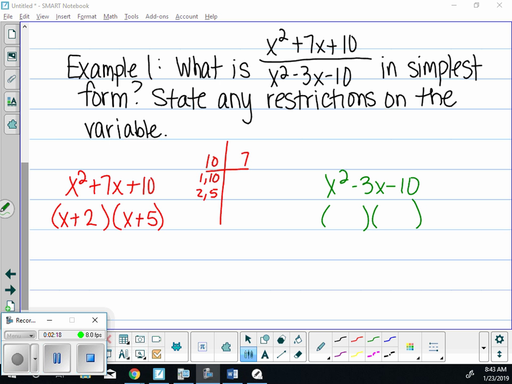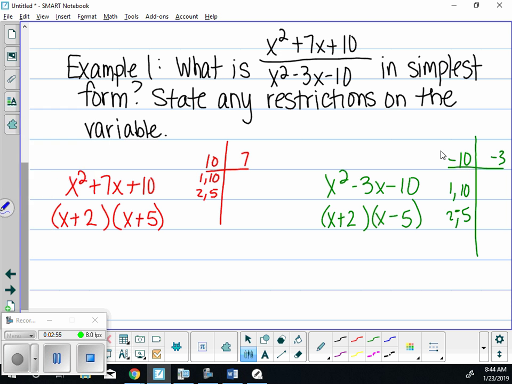Factoring x squared minus 3x minus 10, we're looking for two numbers that multiply to negative 10, so they're going to be opposites, and add to negative 3. So we still have 1 and 10, 2 and 5, and one of them has to be negative. 2 and 5 are the ones that are going to have a difference of 3. But in order for it to be a negative 3, we want the 5 to be the negative one. So we would have x plus 2 and x minus 5.